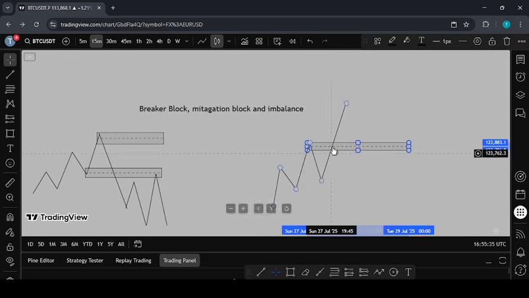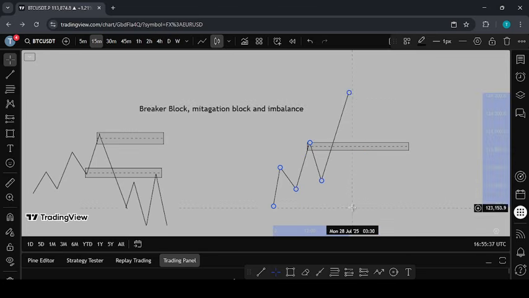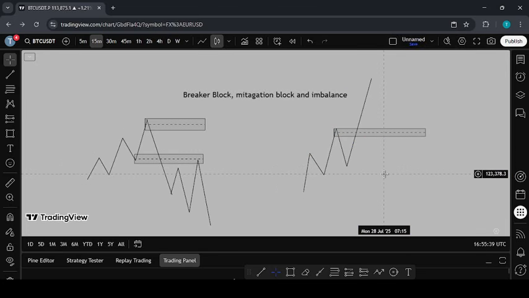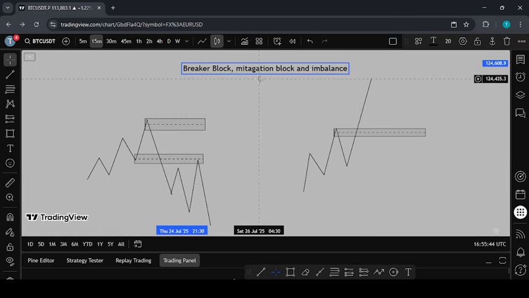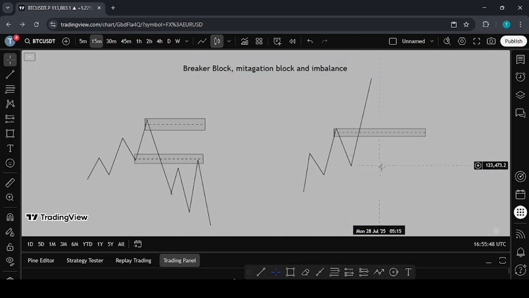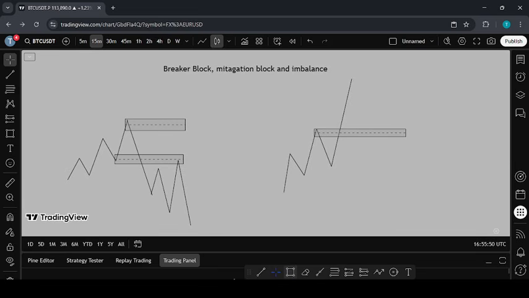Then it creates an impulsive move. Market now creates that impulsive move to the upside aggressively. Now imbalance must be there. That's the relationship between a breaker block and a mitigation block. There should be imbalance that created this move to the upside. Now, this move has also created an order block for you.